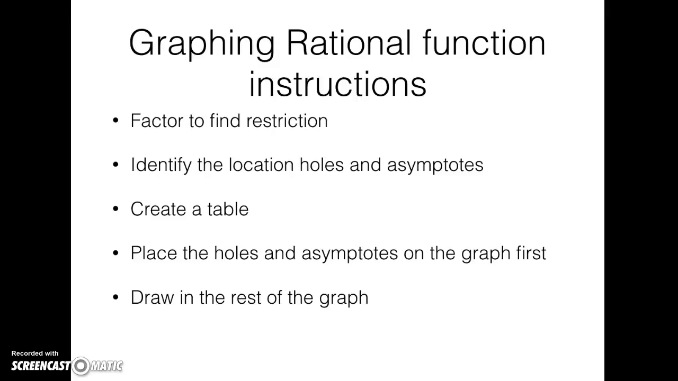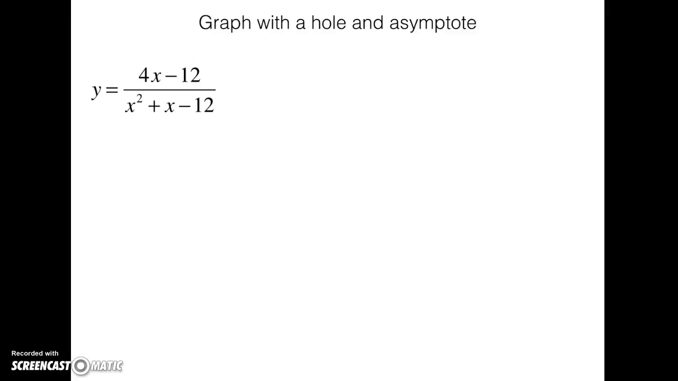When you draw in the rest of the graph, make sure that you include any discontinuity, that you don't cross over any asymptote or cross through any holes. Here's an example of a rational expression that's going to have a hole and an asymptote. So we start off with 4x minus 12 over x squared plus x minus 12.